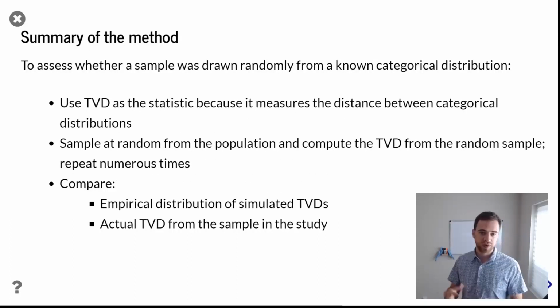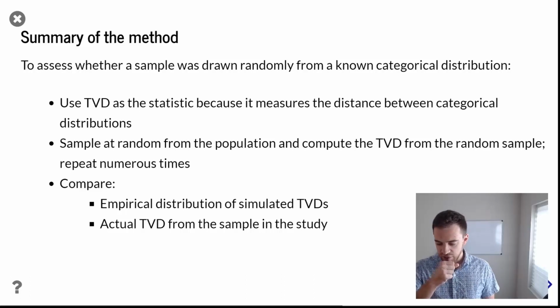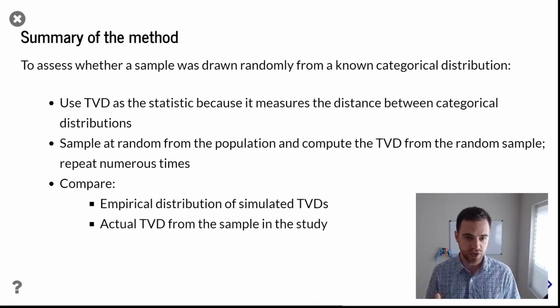So a summary of what we've done here: whenever I'm trying to see if one distribution is like another distribution, I want some way of quantifying the distance between the two distributions. One way of doing that is with the total variation distance. It measures the distance between categorical distributions. To figure out if the TVD that I saw was actually large or small, I ran a simulation a bunch of times, sampling from the population, getting a bunch of TVDs from those random samples, and seeing how large my observed TVD was compared to the simulated TVDs.